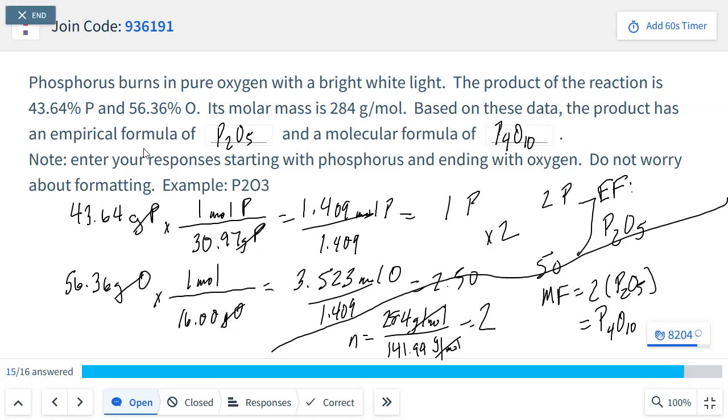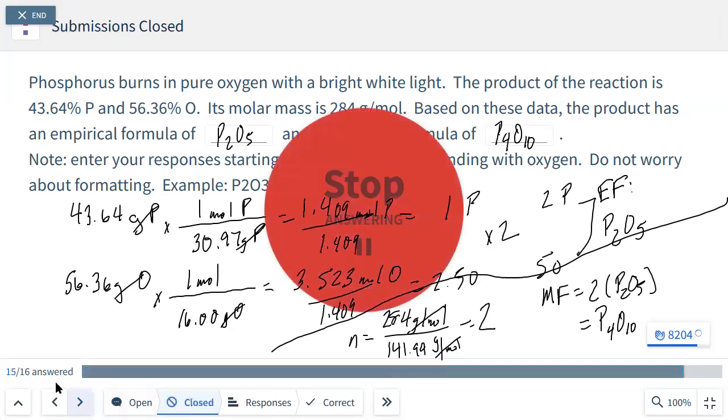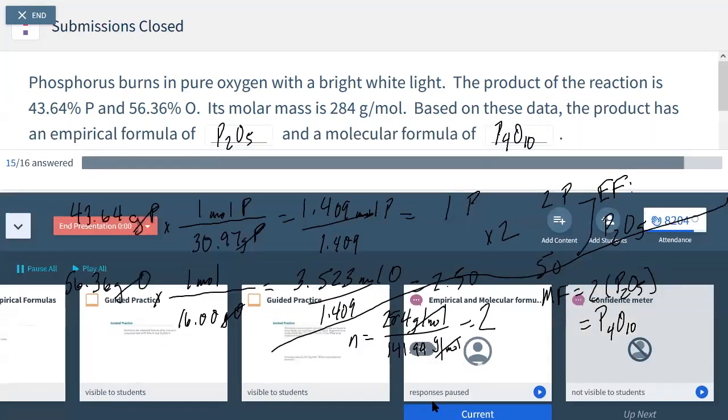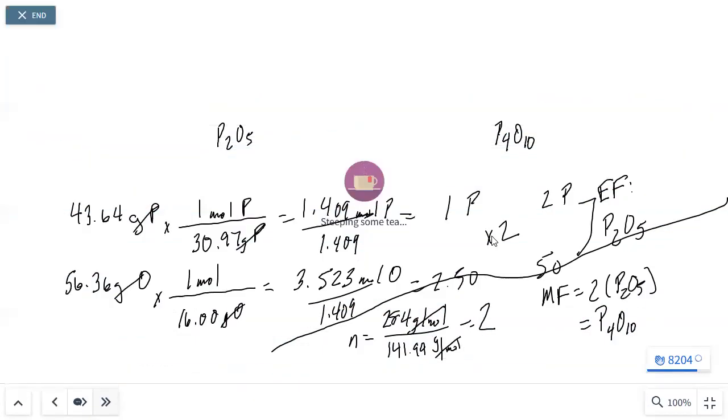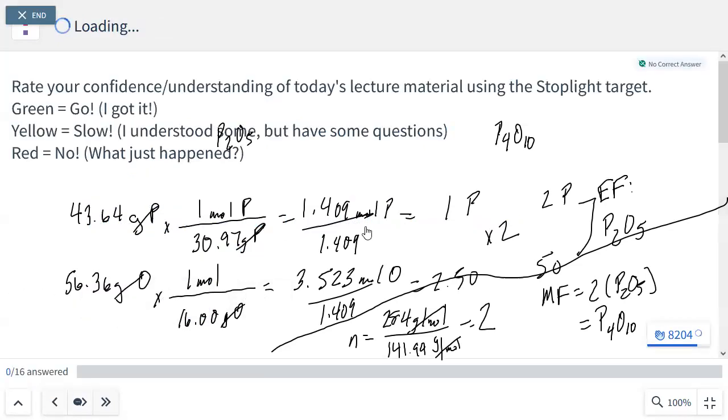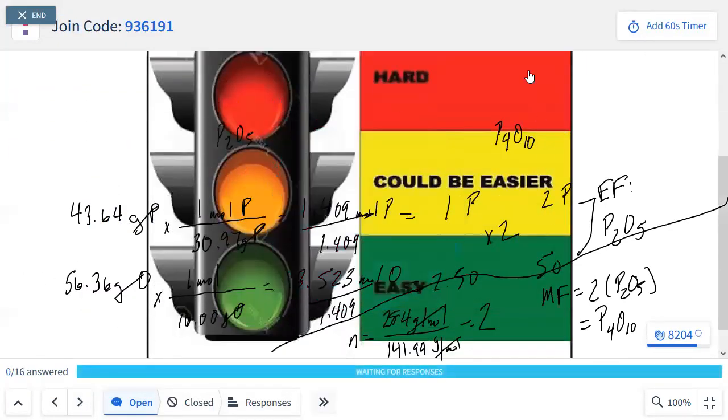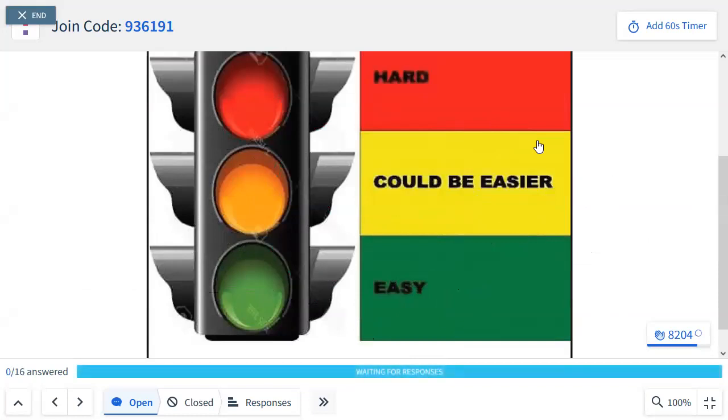All right, so before we transition into chapter 3, I forgot to do this on Friday. I want to make sure that you actually get a chance to earn these easy points. So answer this question specifically with regard to empirical and molecular formulas. How do you feel about your level of confidence in empirical and molecular formula calculations?